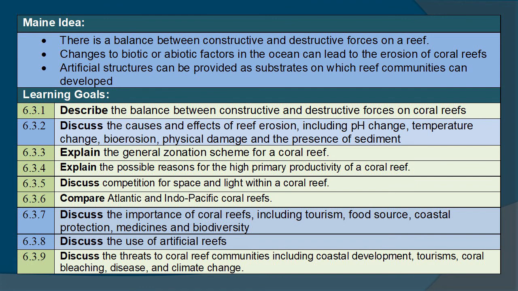And that is it for today. Remember those main ideas, that there is a balance between the constructive and destructive forces of the reef, and that changes in biotic and abiotic factors in the ocean can lead to erosion of a coral reef. Artificial structures can be provided as substrates on which reef communities can develop.